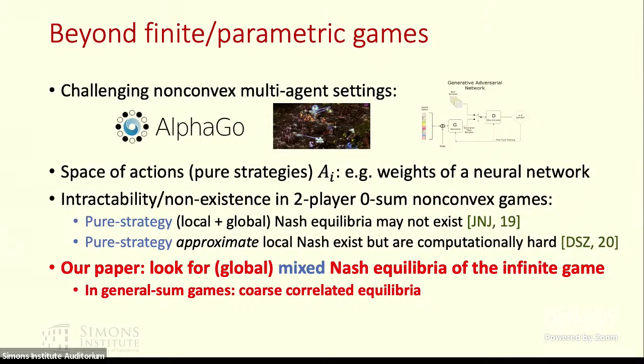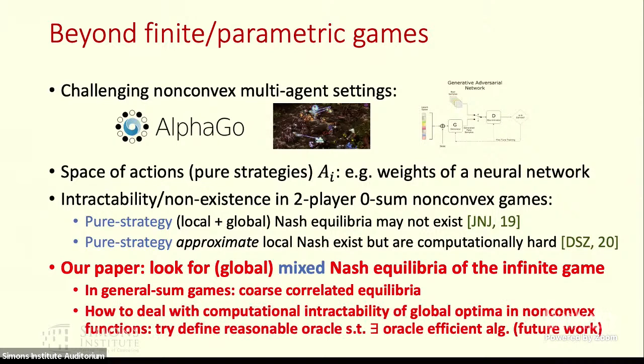Of course, when we do this, there's going to be an elephant in the room. Global equilibria in non-convex settings are going to be computationally intractable. Even in a single agent setting, optimizing a non-convex function is computationally intractable. So how do we deal with this? Ultimately, I think one strategy is to try to define some oracle which has efficient heuristics in practice, although those may not be provable. We want there to be an oracle efficient algorithm for this oracle.